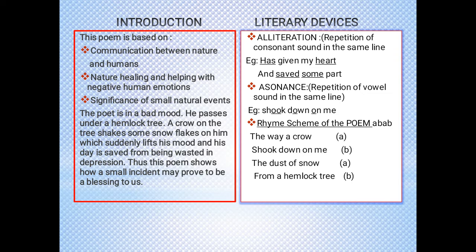Then the rhyming scheme of the poem, the way a crow shook down on me. The way a crow, A, shook down on me, B. The dust of snow, again A, means rhyming is the same. The way a crow, the dust of snow. It is having the same rhyme. That is why we are putting A there. And shook down on me from a hemlock tree. Both second and fourth line are the same in rhyme. So we are putting B. In this way, we are saying that the rhyming scheme of the poem is AB, AB. Fine. So this is all about the poem.